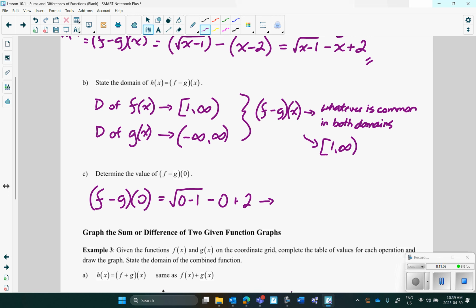Can somebody tell me what the answer is? Is that no solution? Yeah, no solution. Because this is going to be 0 minus negative minus 1. We can't take the square root of negative 1. There's no solution.